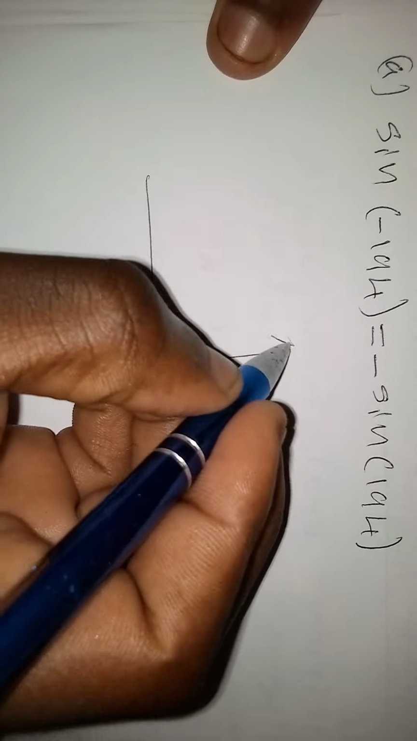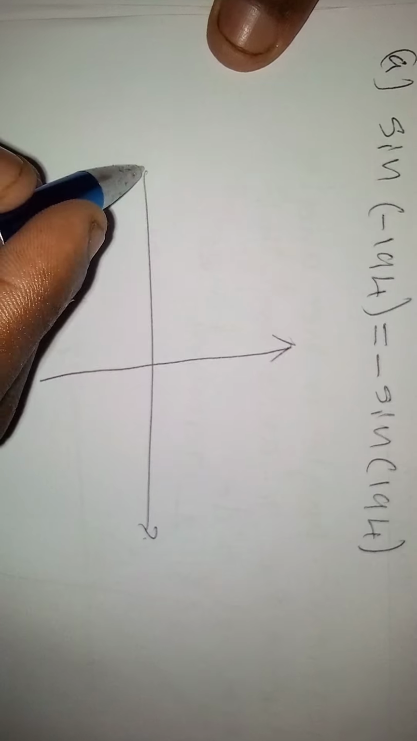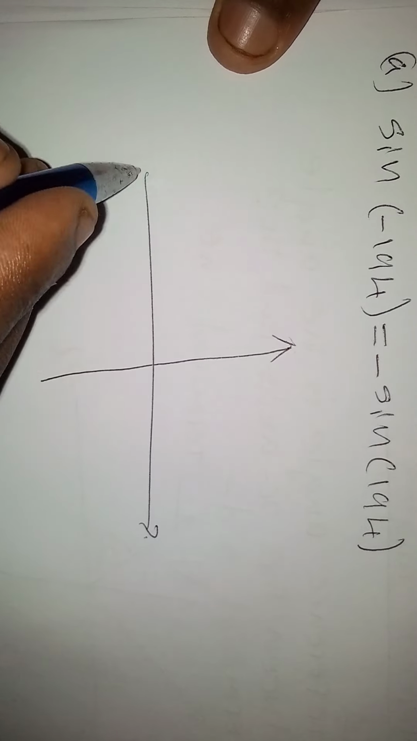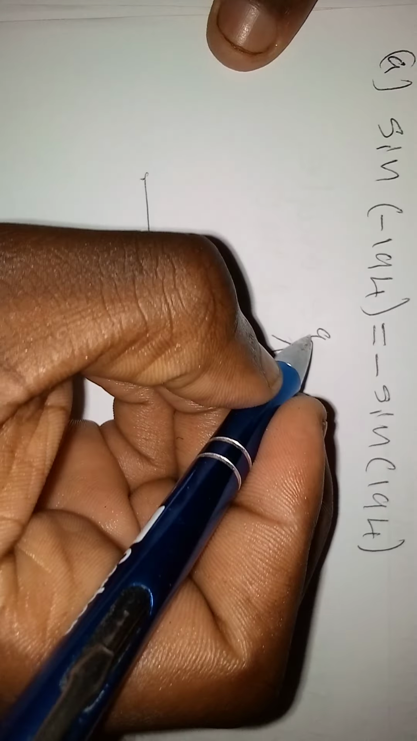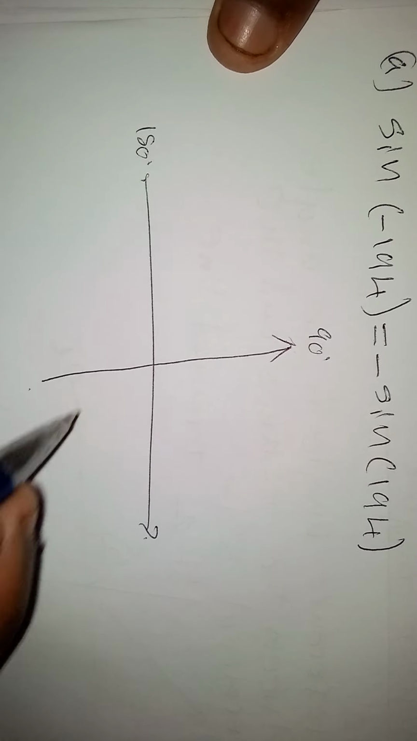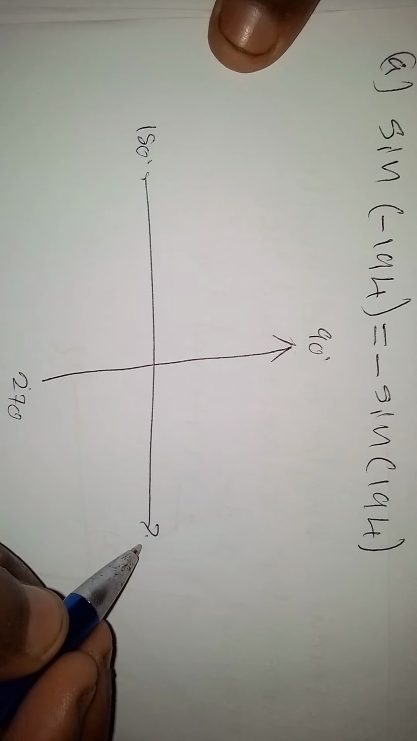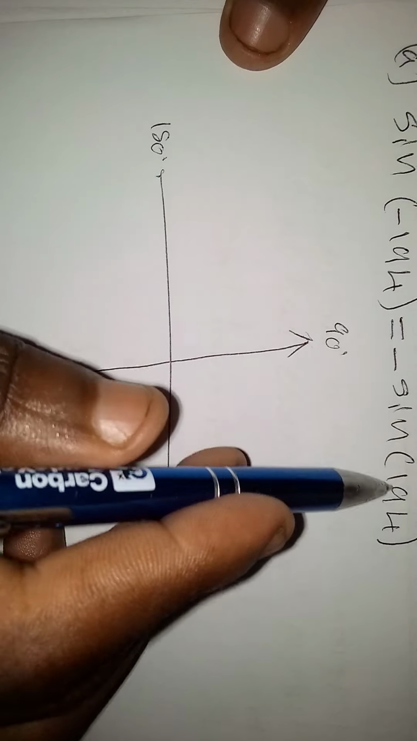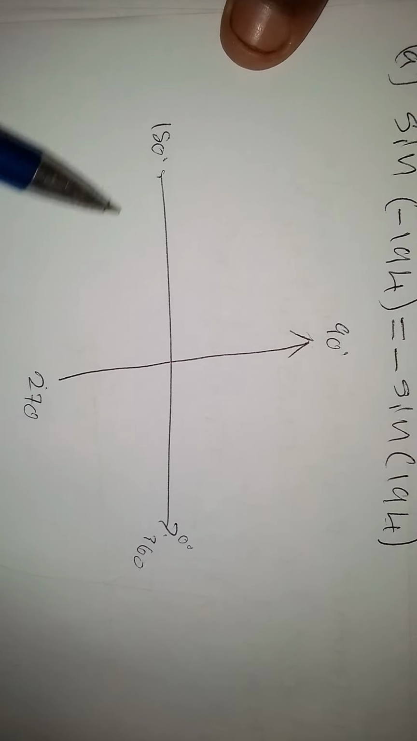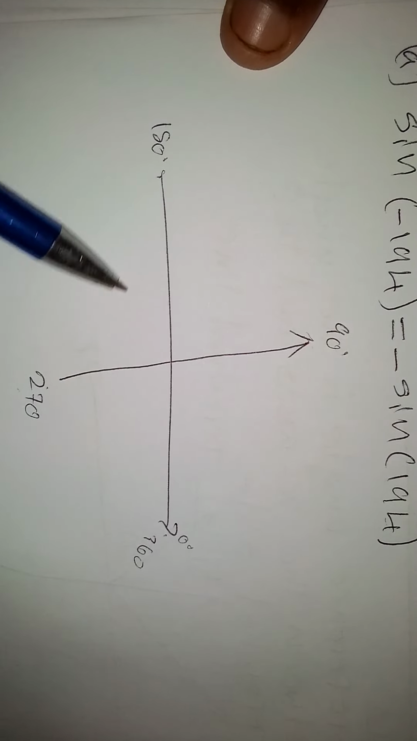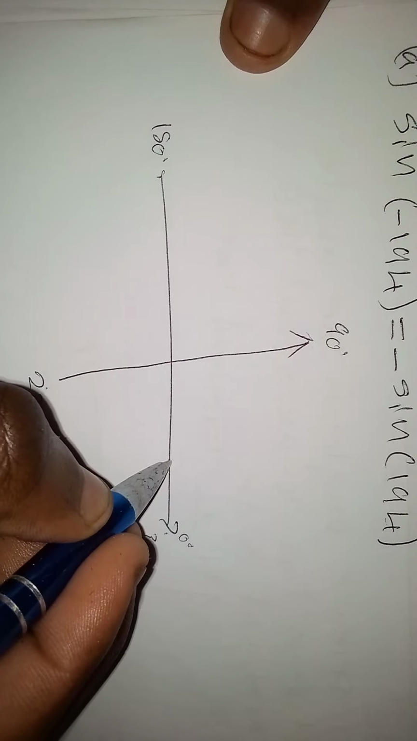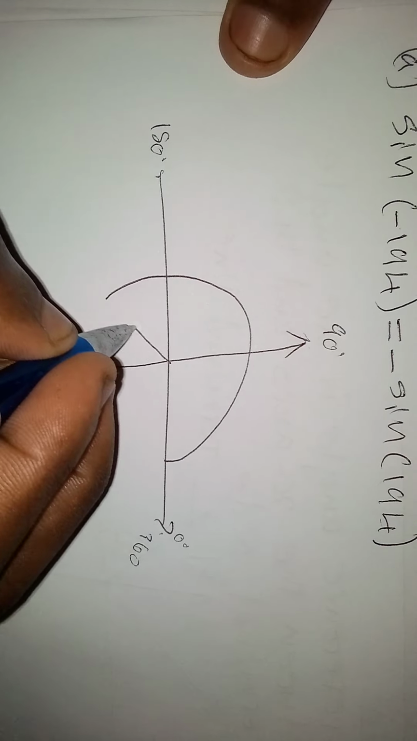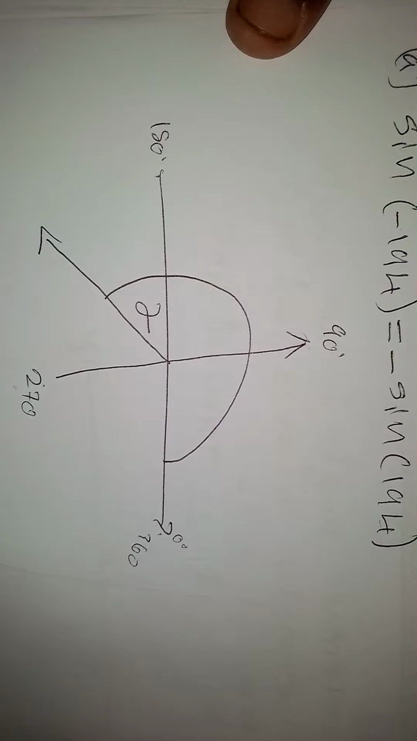Now 194 is in which quadrant? Here we can see that from this point to that point is 90 degrees, then 180, 270, and up to 360 degrees, which is 0 degrees. So 194 is between 180 and 270, and this is the third quadrant. From this point all the way up to here we have the terminal side. That means our reference angle is here.